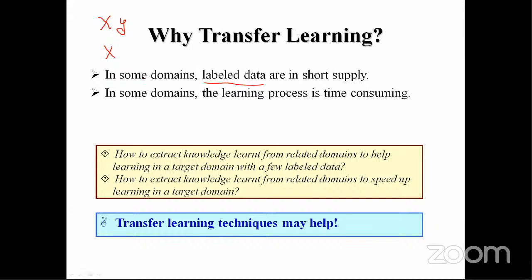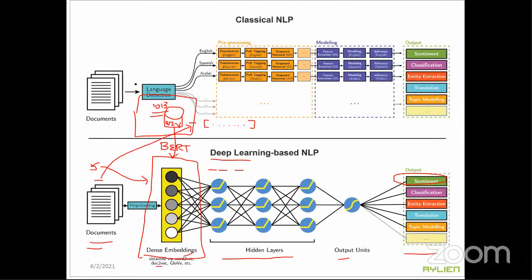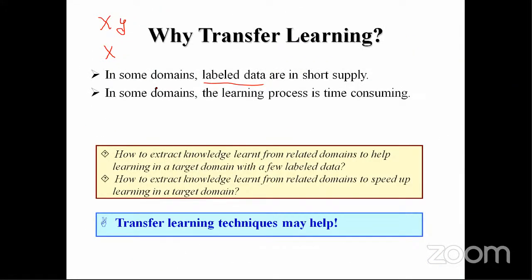In some domains, labeled data is in short supply. In an example I mentioned, for sentiment I have only 5,000 labeled data. So I cannot learn well from the 5,000 data, but I can make use of other data. That is one thing.